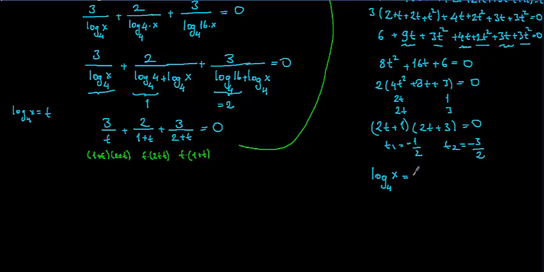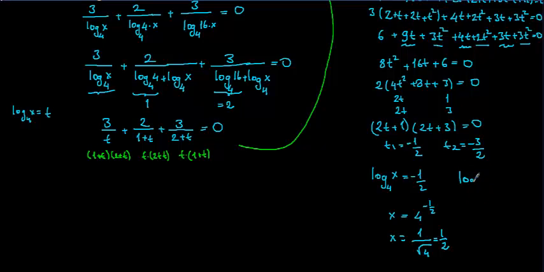This is going to be equal to t1, that's equal to minus 1 over 2. So x is equal to 4 to the power of minus 1 over 2. And that can be written also as 1 over root 4, because the power is negative. 1 over root of 4, that's equal to 1 over 2.